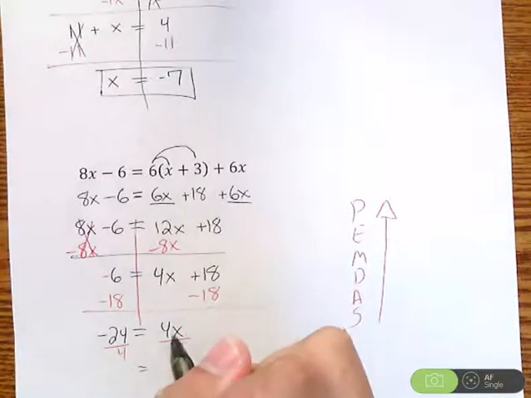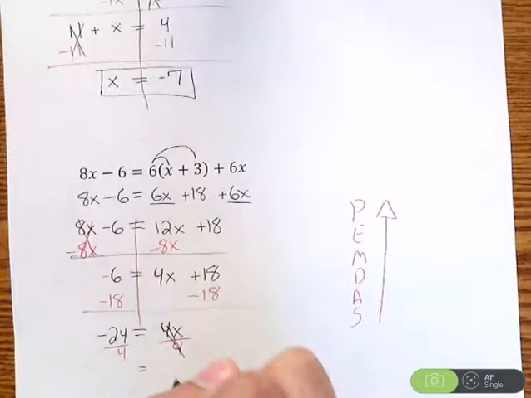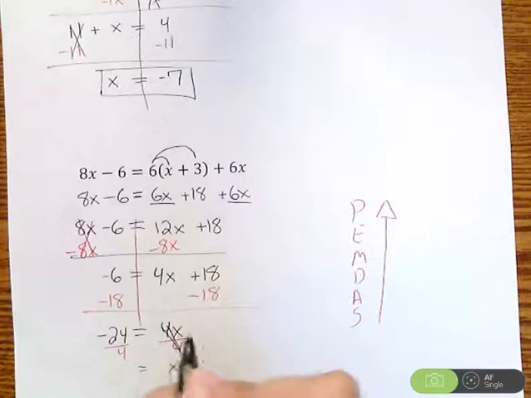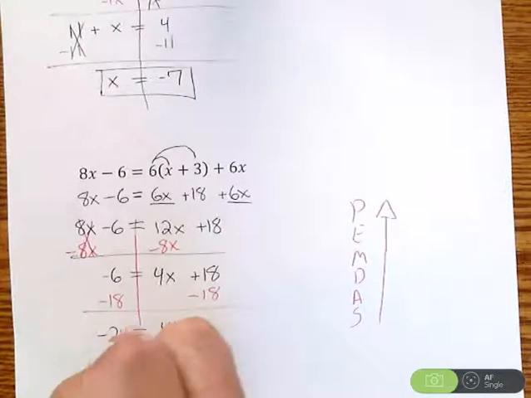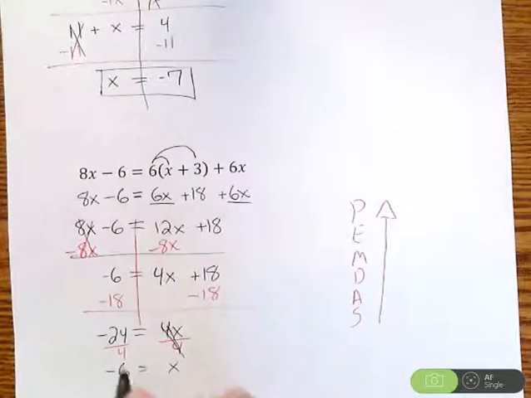On the right side, 4 divided by 4 divides out. We just get the x. On the left side, negative 24 divided by 4 is negative 6. So our answer to this problem is x equals negative 6.